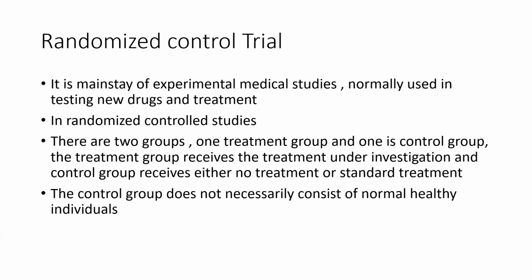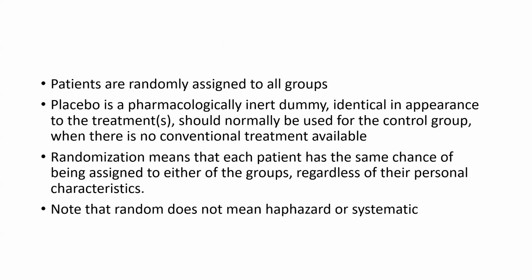Now the randomized control trial. It is the mainstay of the experimental medical study normally used in testing new drugs and treatment. In randomized control studies, there are two groups, one treatment group and one control group. The treatment group receives the treatment under investigation and control group receives either no treatment or standard treatment. The control group does not necessarily consist of normal, healthy individuals. Patients are randomly assigned to all groups.